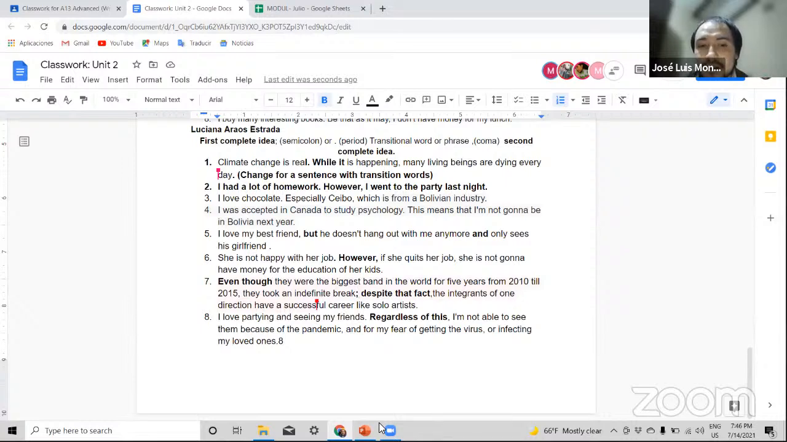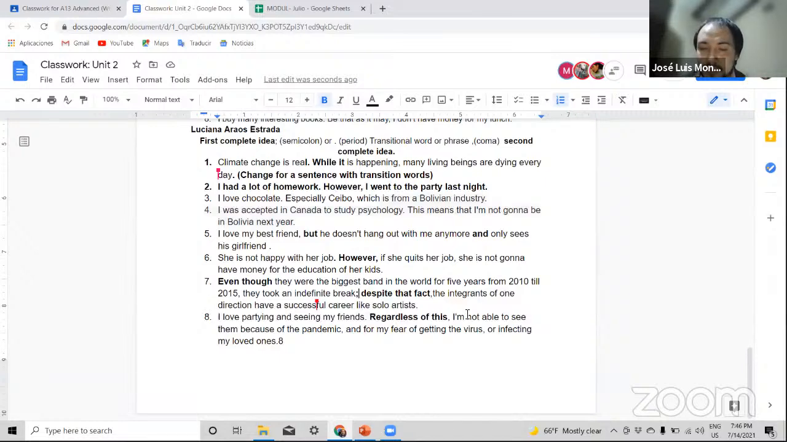In the first part, if you see, my fear of getting the virus is not a complete idea. So you don't need a comma before and. You don't have a second subject, if you realize, after and. And the last one, or infecting my loved ones, also could be without a comma, but you can use a comma just to put emphasis on that. But with that, it will be correct.